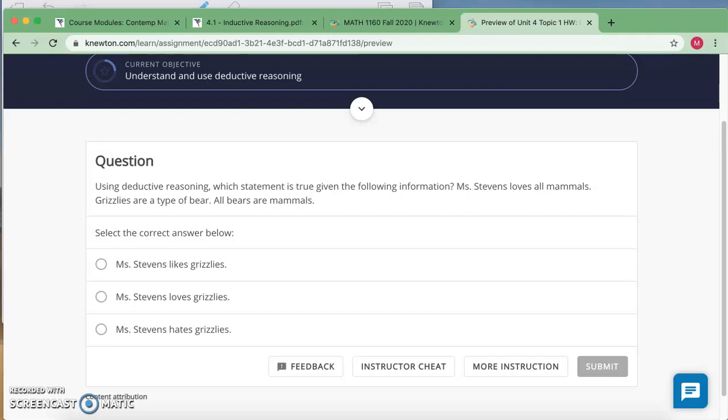Miss Stevens loves all mammals. Grizzlies are a type of bear. All bears are mammals. So, she loves all mammals. Miss Stevens likes grizzlies. Well, that's probably true, but it says loves. It doesn't say she likes, it says she loves. It says Miss Stevens loves grizzlies, and Miss Stevens hates grizzlies. Now, we could maybe say that, but let's stick with the love since we know that she loves all mammals, and we know that grizzlies are a type of bear, which is a type of mammal.